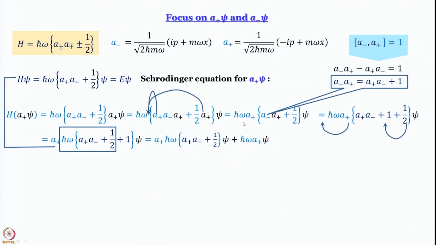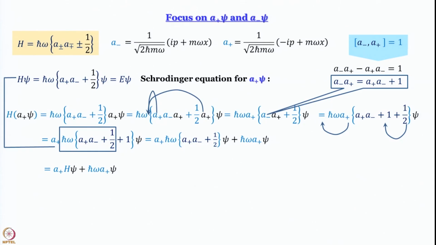We are nearing our answer. Now see, I think you will agree with me if I write A plus H psi, because as we said many times H cross omega multiplied by (A plus A minus plus half) is simply the Hamiltonian H. Second term is H cross omega A plus psi.